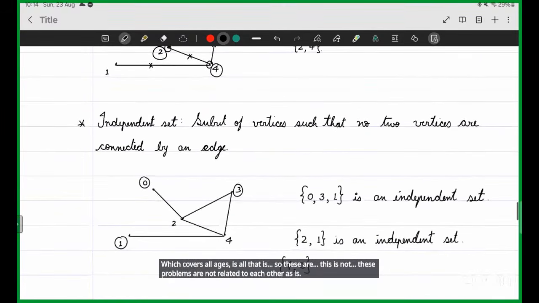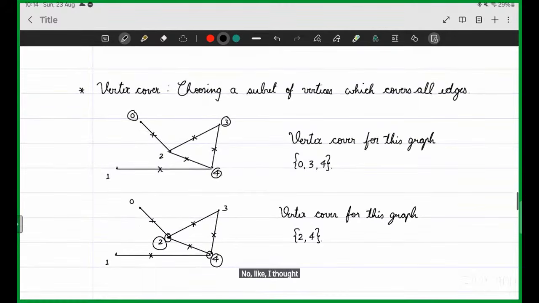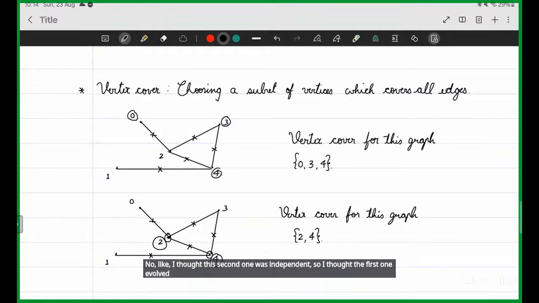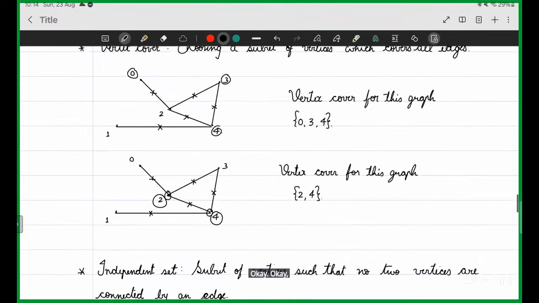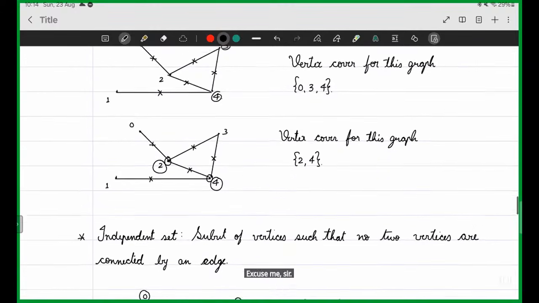I thought this second one was independent, so I thought the first one above that will be dependent. Don't connect these two things, which are themselves independent. Okay. Thank you, sir. Excuse me, sir. Is independent set independent from the vertex cover problem?